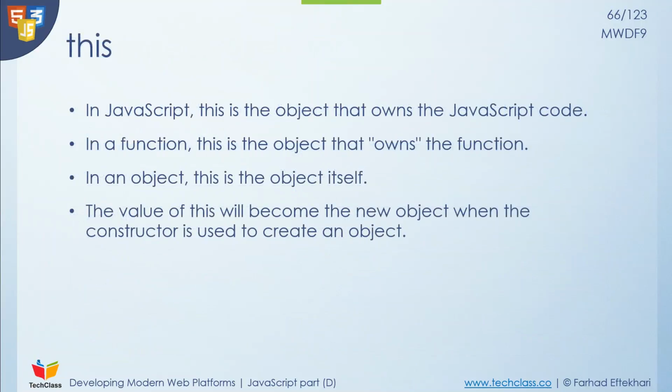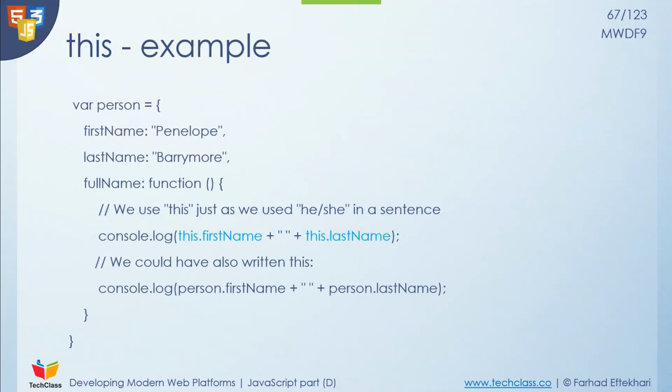And then we have the keyword this. In JavaScript, this is the object that owns the JavaScript code. In a function, this is the object that owns the function. In an object, this is the object itself. The value of this becomes the new object when a constructor is used to create an object. Here you can see an example.